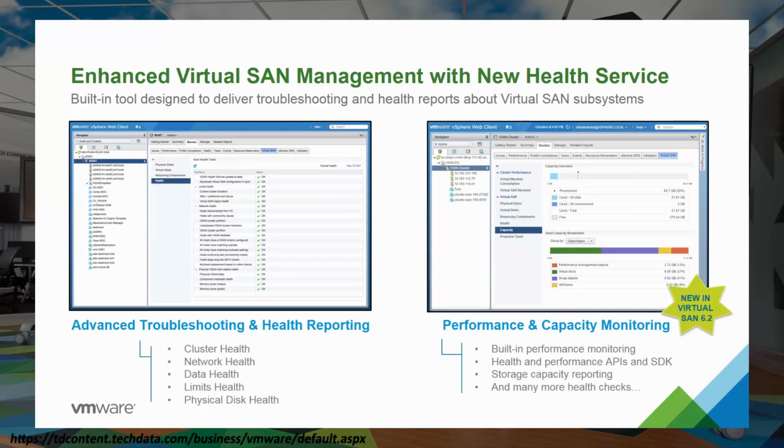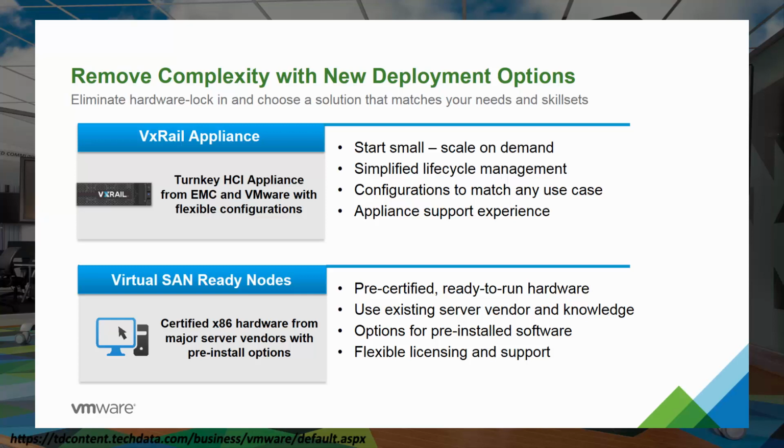Previously in vSAN 6.1, we added advanced troubleshooting and health reporting. In vSAN 6.2, we took management a step further and added performance and capacity monitoring capabilities. This provides administrators the needed information to effectively manage vSAN as though they were managing a traditional hardware storage solution. With this launch, the deployment choices are being expanded even further.